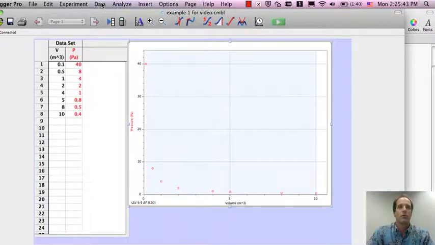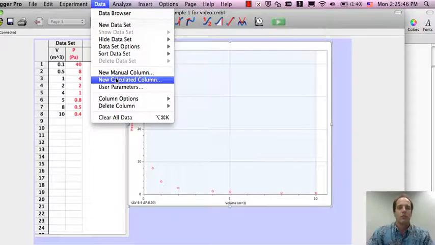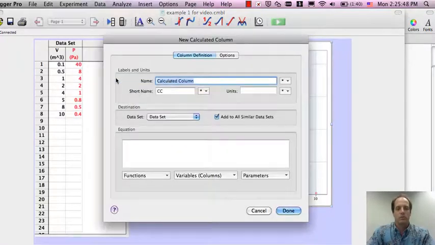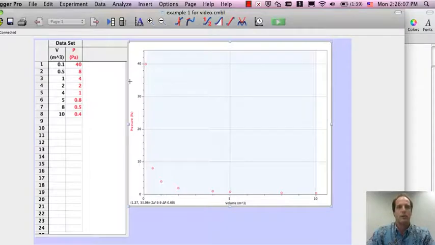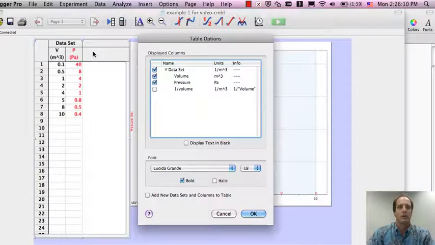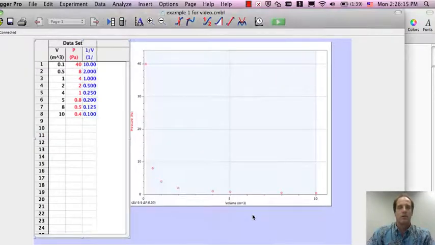So I'm going to calculate 1 over volume for every value of volume by entering a new calculated column that I'll name 1 over volume. I'll give the short name 1 over capital V. Units are 1 divided by meters raised to the 3rd power. And the equation is 1 divided by the variable volume. Now when I click done, that should pop up a new data column. It looks like it's shown up in the wrong place, so I'm going to find it, and there it is. So that's 1 over 0.1 is 10, 1 over 0.5 is 2, and so on down the line.